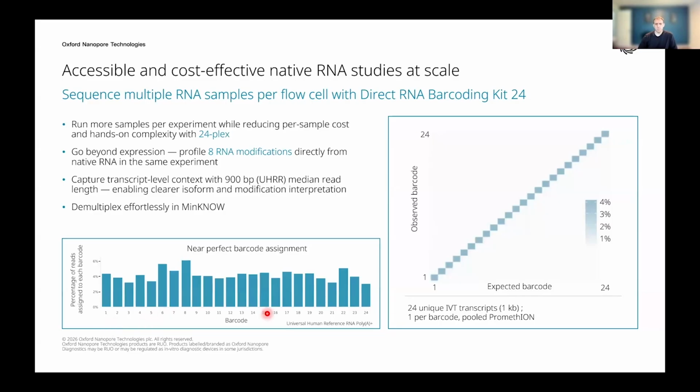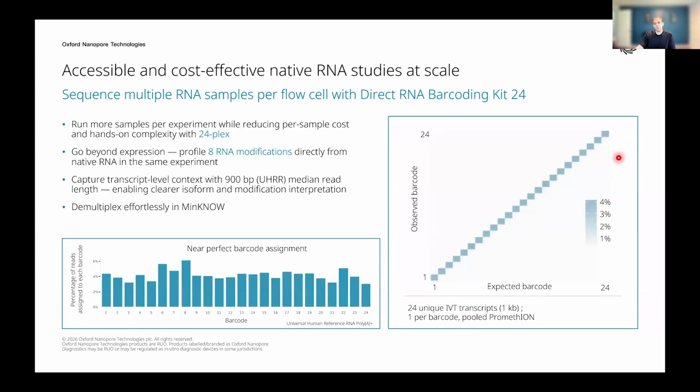And on the right-hand side, we can see that the expected barcode versus observed barcode is quite tightly correlated. So there's very little cross-assignment between samples. You can be confident that the data that's assigned to said sample is from said sample.